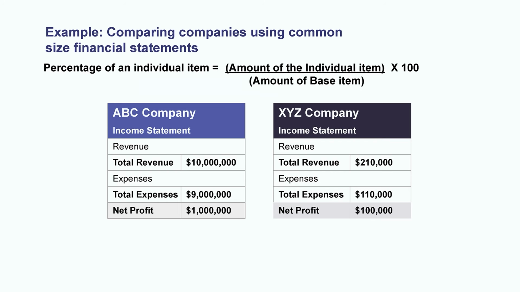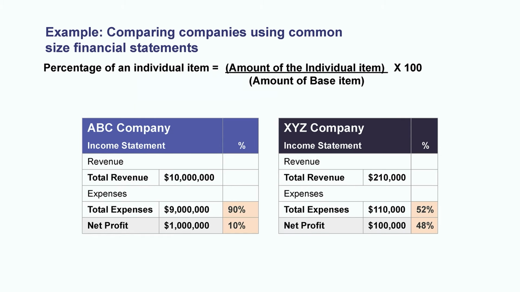Remember the formula to calculate the percentages from earlier. We're expressing each item on the income statement as a percentage of the base, which is always total revenue or sales dollars when it comes to the income statement. For ABC Company, if we take their total expenses of $9 million and divide it by their total revenue of $10 million, that gives us a result of 90%. This tells us their expenses account for 90% of their revenue. If we do the same for XYZ Company, we see that their expenses only make up 52% of their revenue. Even though these companies are different sizes, we can now make a more accurate assessment of their expenses. Generally speaking, the lower the percentage of the expenses, the better.